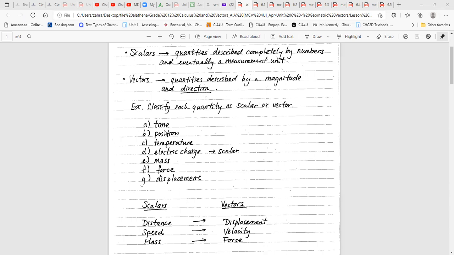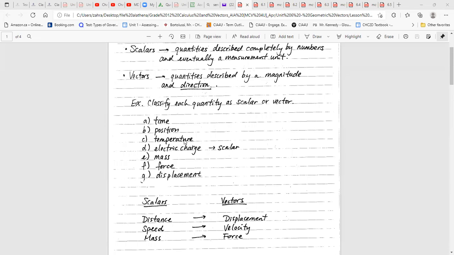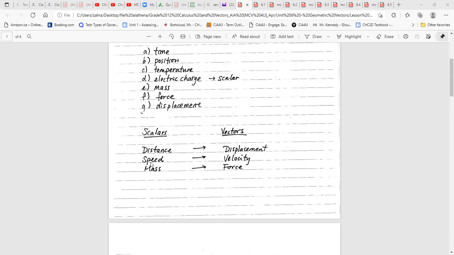If you want to classify this, let's do time. Time is a scalar, it doesn't have any direction. Position is a scalar, just a number. Temperature is a number, a scalar. Electric charge is a scalar, it's just a number. Mass is a scalar, it is just a number. Force has a direction and magnitude, so it is a vector. Displacement has direction and magnitude, so it is a vector. Distance traveled, speed, and mass are scalars. Vectors are displacement, velocity, and force.